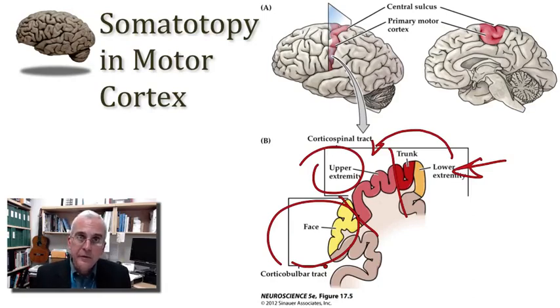However, there's an important sense in which it's not a true mirror reflection of the fine detailed mapping of the body that we find in the postcentral gyrus. What we find is a much less precise mapping of the body. In fact, we call this fractured somatotopy. Let me give you some examples of what I mean by fractured somatotopy.